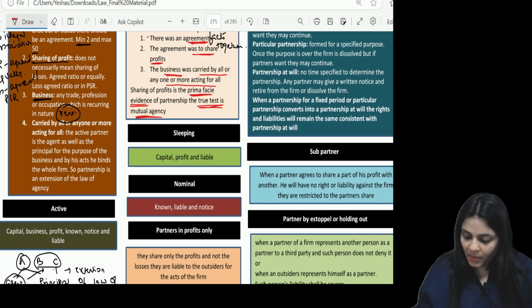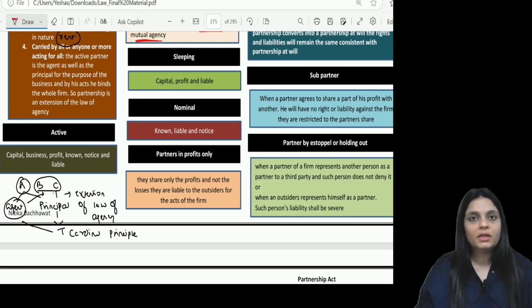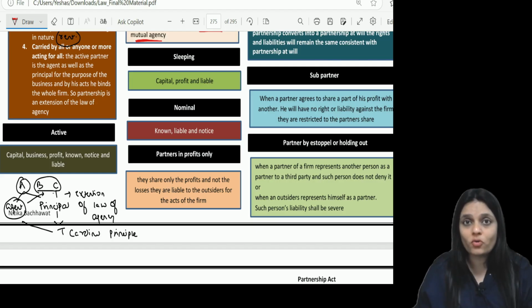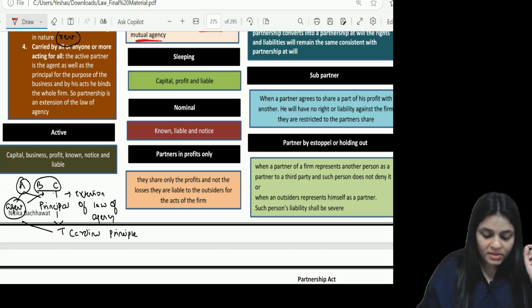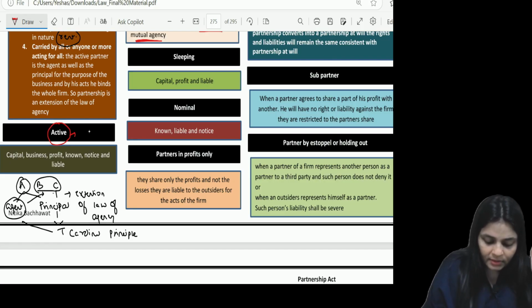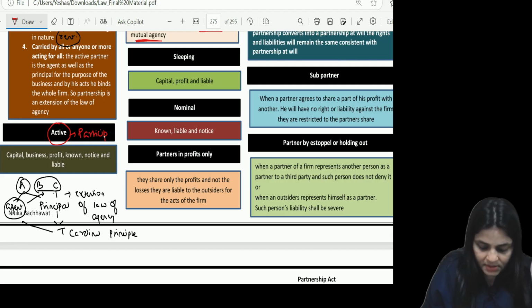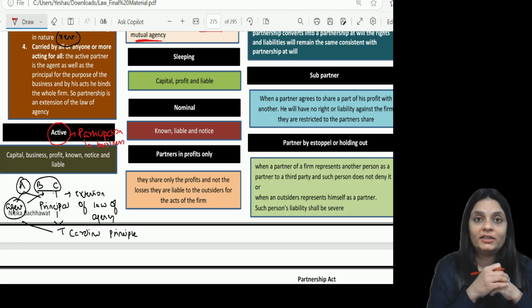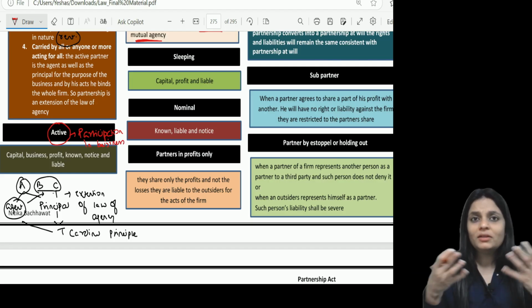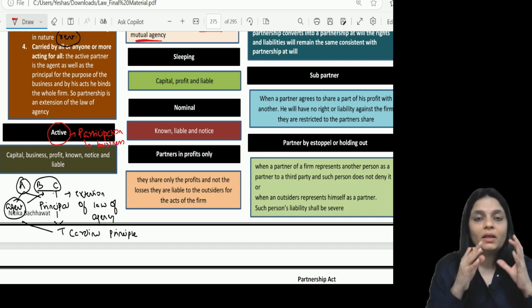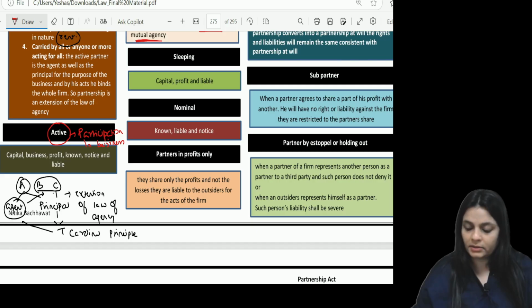Now, what are the different types of partners that we have? Active partner. He brings in capital, takes part in the business, shares profits, is known to the outsiders, is liable to the outsiders, and has to give a notice of retirement. But always remember, when I say active partner, the key thing here is participation in business. Whether the other things are there or not, if he is participating in the business, we call him an active partner.